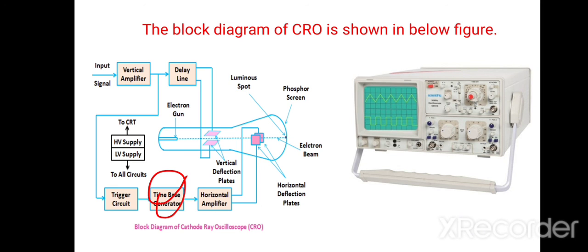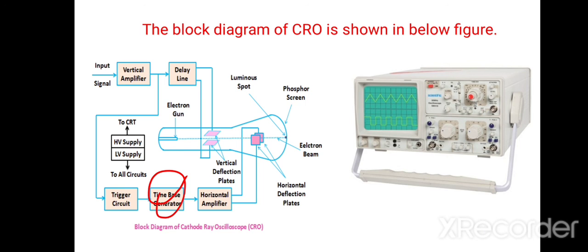The first block is the vertical amplifier. The input signal to be displayed on the screen of the cathode ray oscilloscope is applied to the vertical amplifier. This amplifier amplifies the weak signal so that it produces a measurable deflection on the screen. The vertical amplifier determines the sensitivity and bandwidth of the CRO. The output is given to the delay line block.